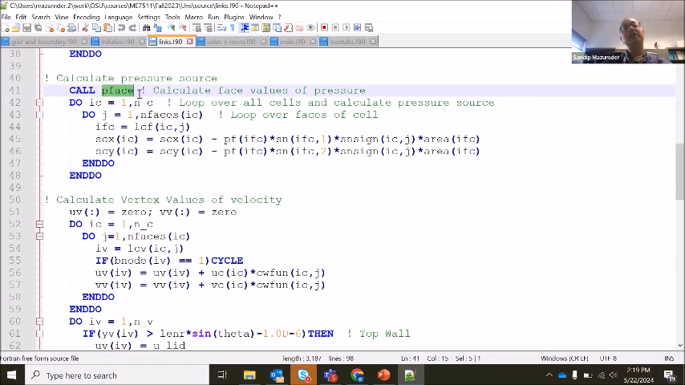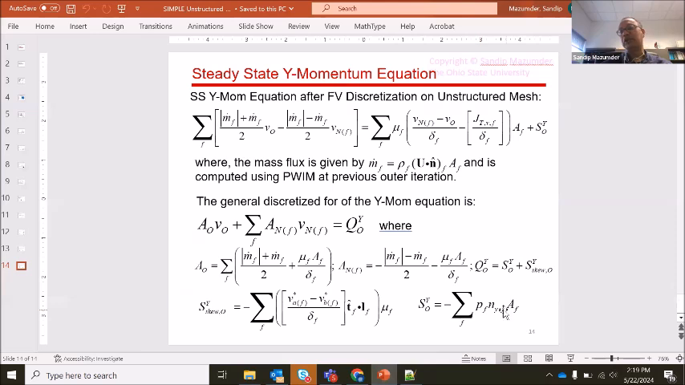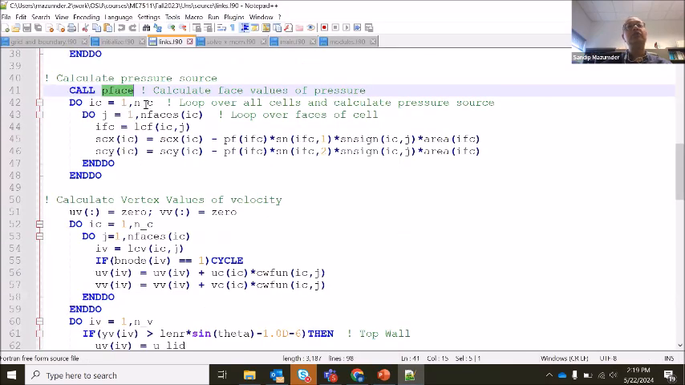And then once I calculate the face value of pressure, I simply execute this formula, okay? So you can clearly see here, I'm looping over all cells and then looping over the faces of each cell. And I'm simply taking the pressure at the face times the surface normal. And again, I'm making sure the surface normal is pointed outwards by multiplying with this SN sign times the area, okay? That's all there is to it.